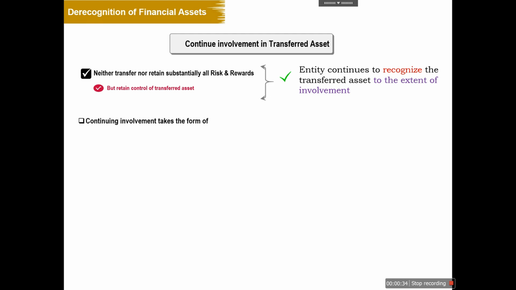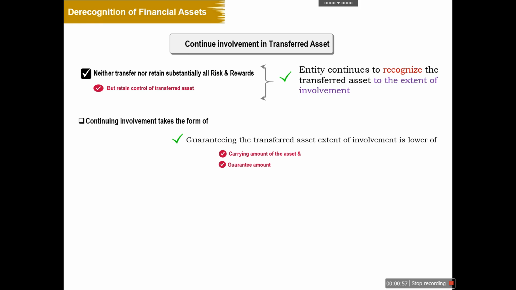Accounting will depend on that. Continued involvement may take different forms. For example, if there is a guarantee about the transferred assets, the extent of involvement is the lower of the carrying amount of the asset and the guaranteed amount. To this extent, the entity will continue to recognize the transferred assets in its books of accounts.